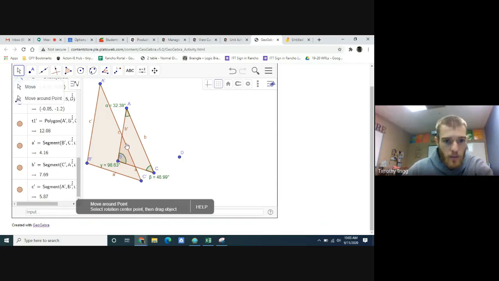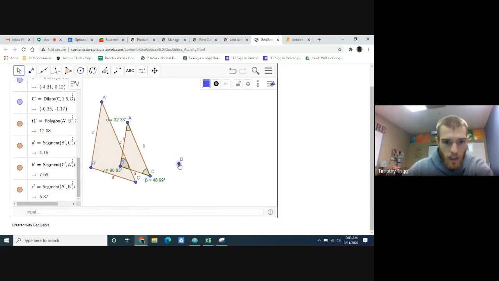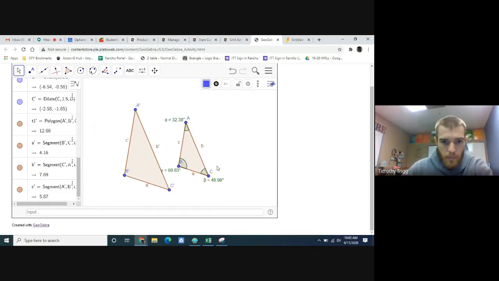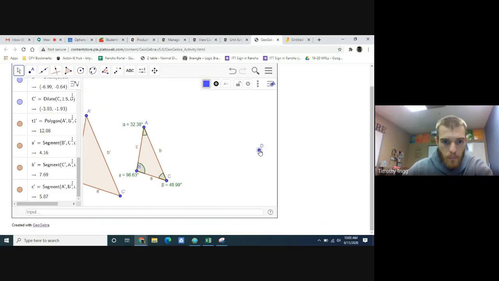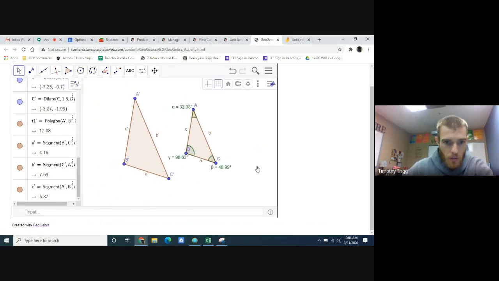So now, as you can see, we have our other triangle here, the dilated one. So it's bigger than the one we had before. Notice they're kind of on top of each other. I don't really like that. So what I might do is move D so that they kind of separate a little bit. Yeah, that looks good. Maybe I'll move it a little more. There we go. Separate the triangles.